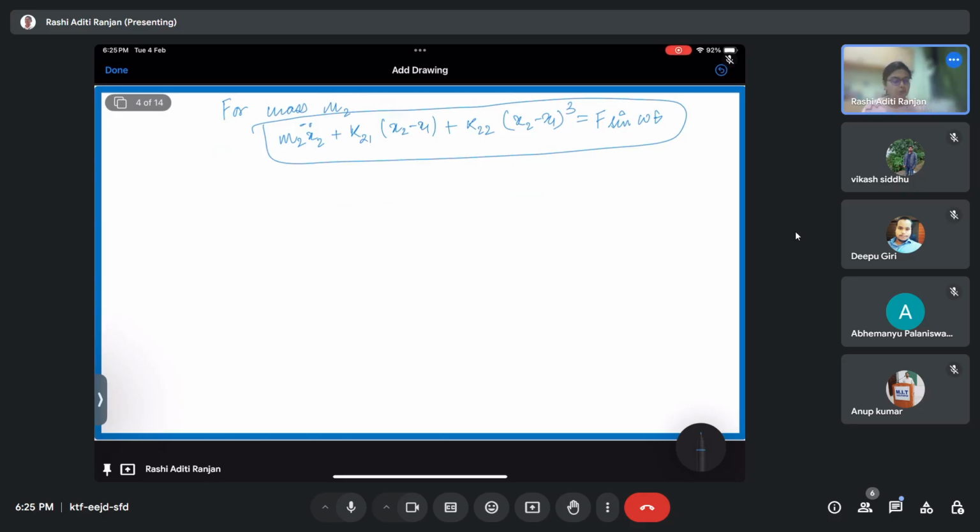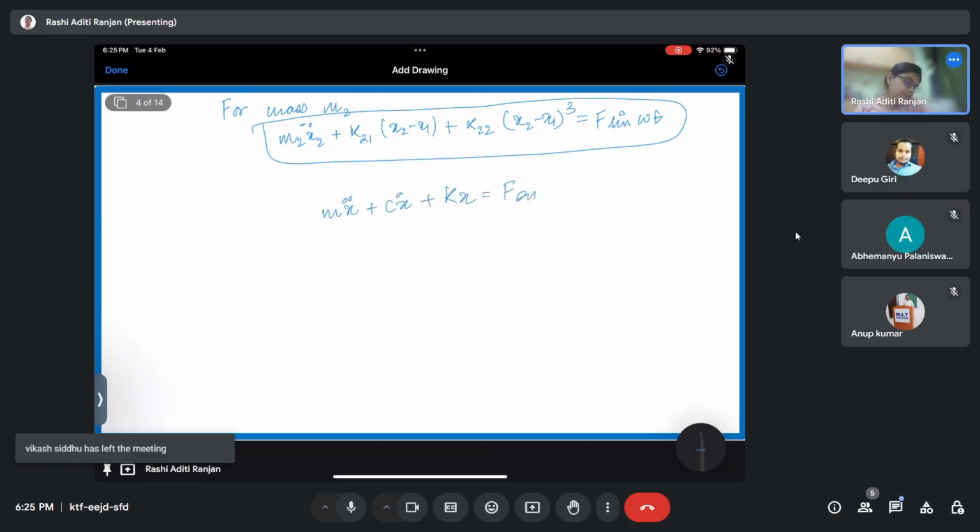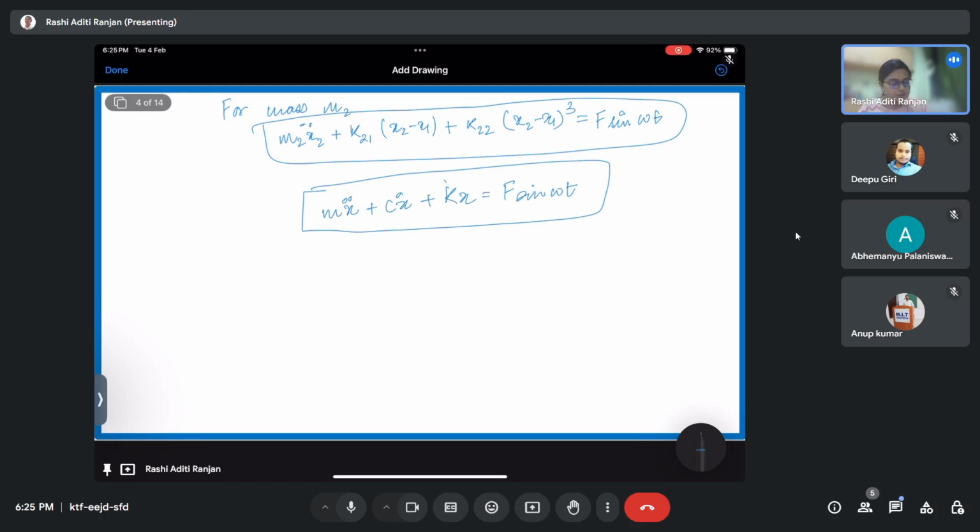So what do you have to do? You just have to remember that for a spring mass system, the equation is of the form like this, right? The equation is of the form like this. And if you have the spring force, which is nonlinear, what will you do? You'll simply just replace this with the nonlinear spring force. Okay, you can do that.